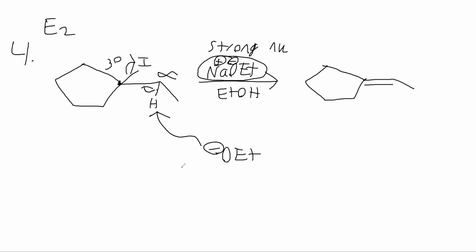There's no intermediate. The base just takes a neighboring proton, the electrons from the carbon-hydrogen bond basically act as a nucleophile to form a double bond, and then that kicks out the leaving group, and that all happens at one time. So this is what the E2 mechanism looks like all the time. It doesn't matter what the nucleophile is, it doesn't matter what the leaving group or substrate is, it always looks like this.